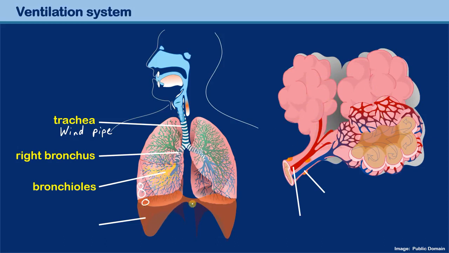Now this brown structure over here, that's a muscle, and this muscle is known as the diaphragm. When it contracts, you inhale, you breathe in, the diaphragm moves downwards, the lung volume increases, and the air pressure drops and the air moves in. But that's something I'm going to explain in more detail later.